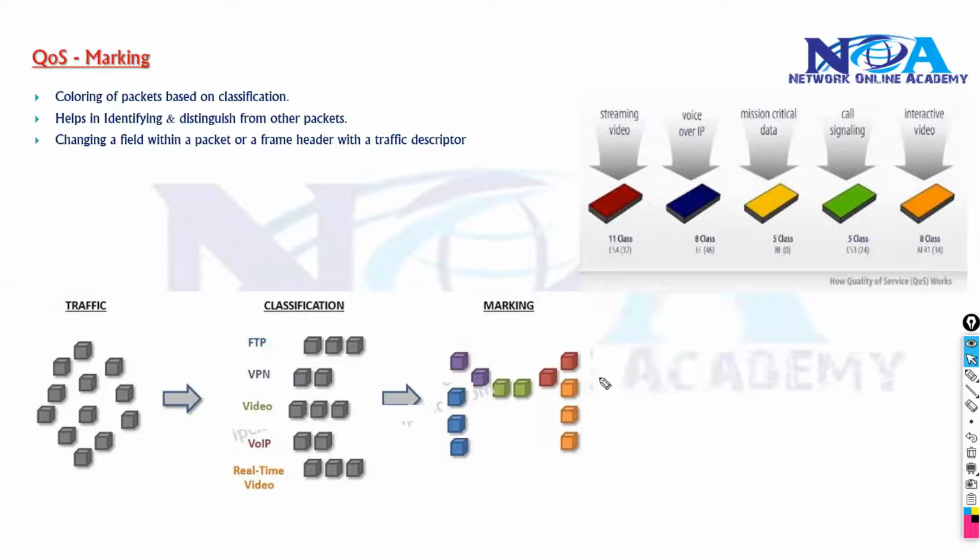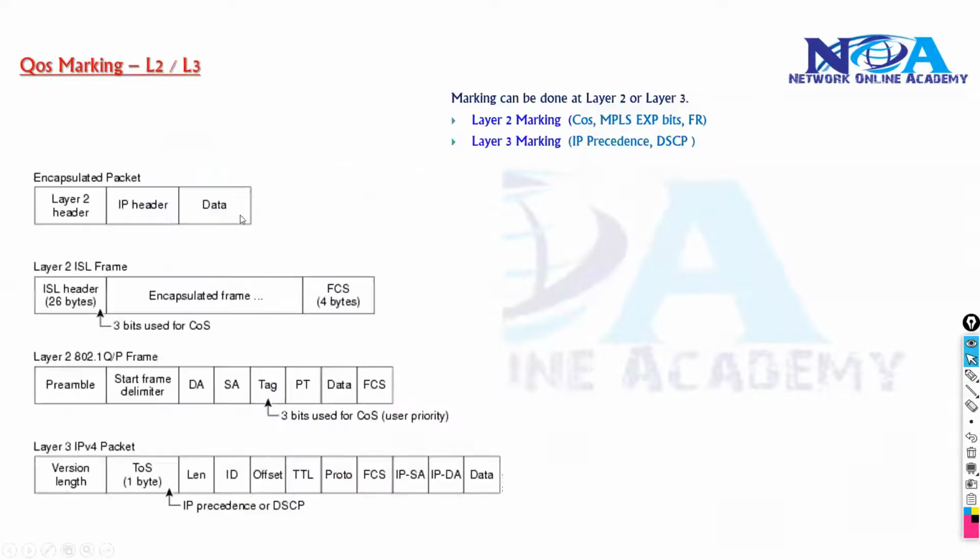And this information will be added inside your frames. If you are using layer 2 switching, then it will be added inside your frames. And if the packet is traveling from router to router, it will be identified inside your IP packet. So in terms of marking, we can say there are two types of marking we do here. We do the marking at layer 2 or at layer 3.